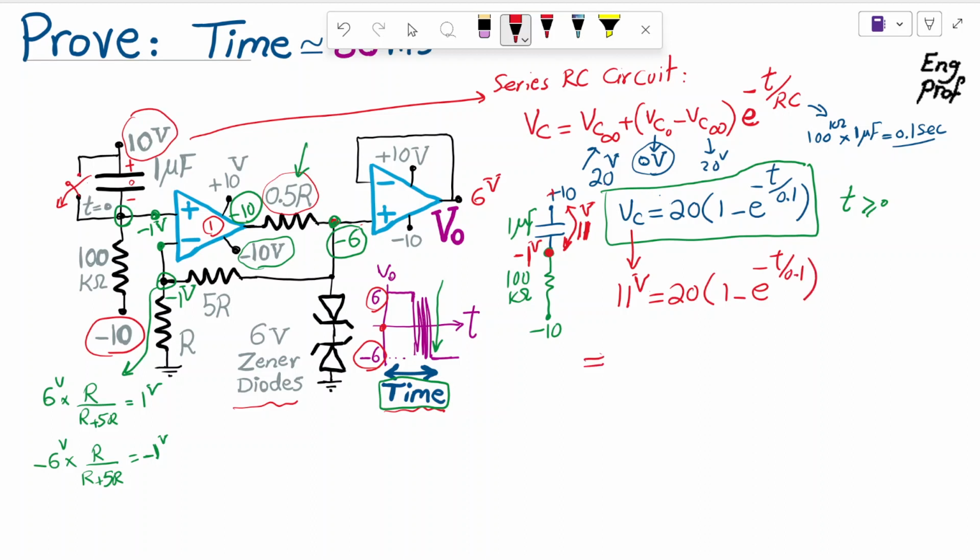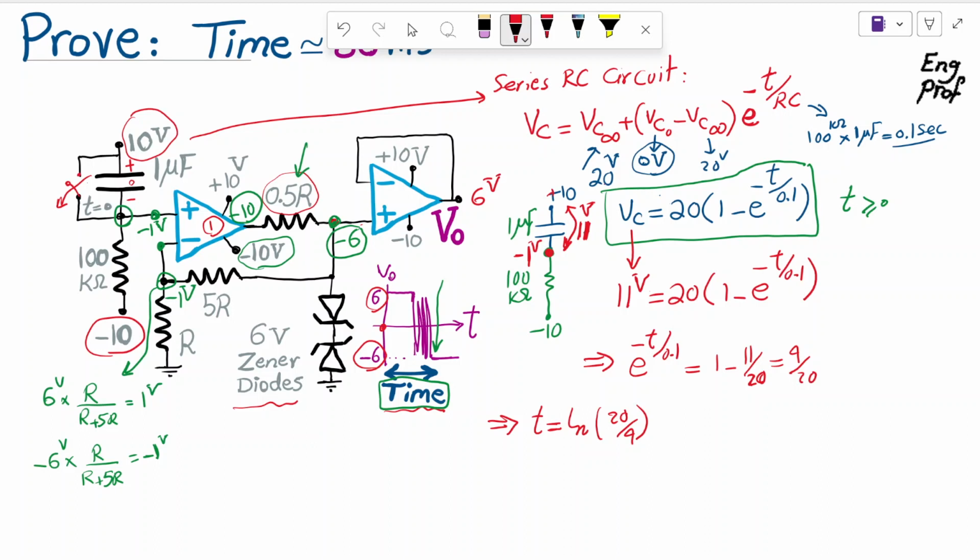Okay, so the only thing I need to do is shuffle things around. It becomes e to the negative t over 0.1 is equal to 1 minus 11 over 20, which is obviously 9 over 20, and that results in the final outcome. So we get basically t is 0.1 times the natural logarithm, or ln, of 20 over 9.